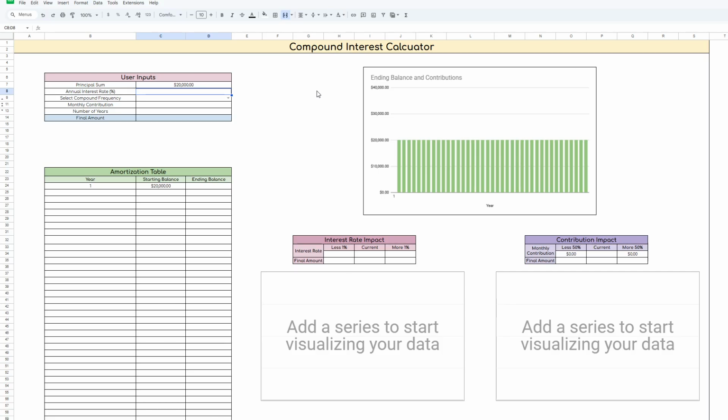Enter in your annual interest rate. So for this example, I'm going to choose 8%. Then you're given a number of compound frequencies that you can select. You can either choose daily, monthly, quarterly, semi-annually, or annually. I'm going to select monthly.